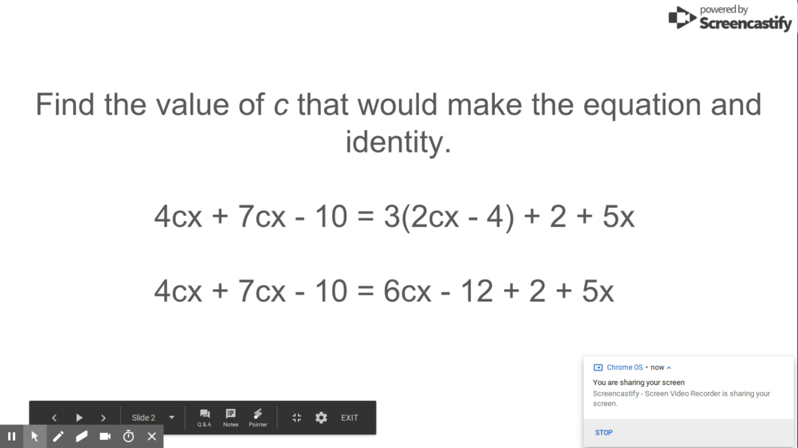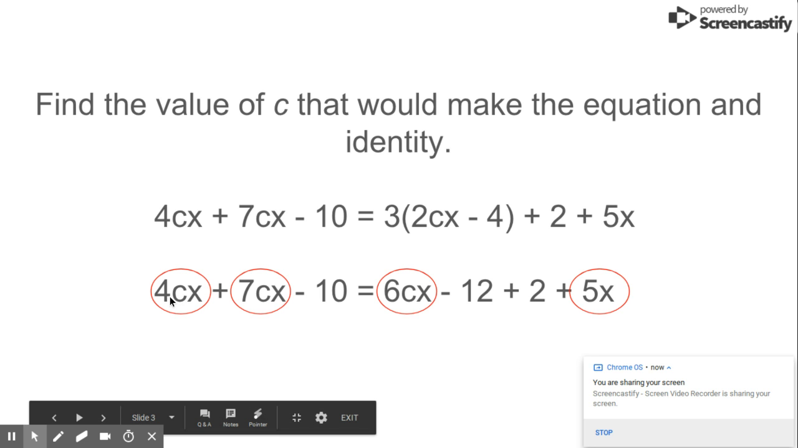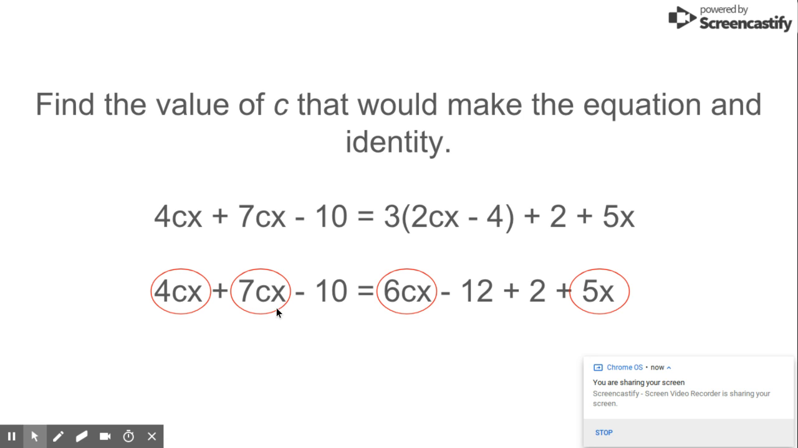So in this equation, I want to simplify by distributing the 3 to the 2cx minus 4. And then I want to look at the coefficients of x. For an identity, I want the coefficients of x to be the same. So my coefficients of x right now are 4c plus 7c. So when I know c, I'll add whatever 4 times c is to whatever 7 times c is to get my coefficient of x. And then my other coefficients of x on the other side are 6c and 5.